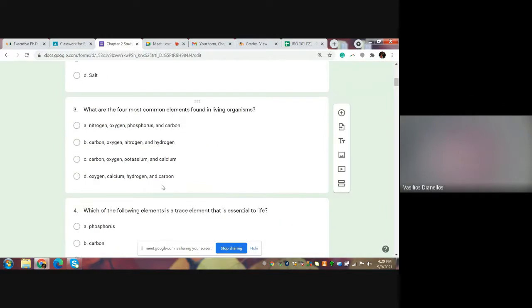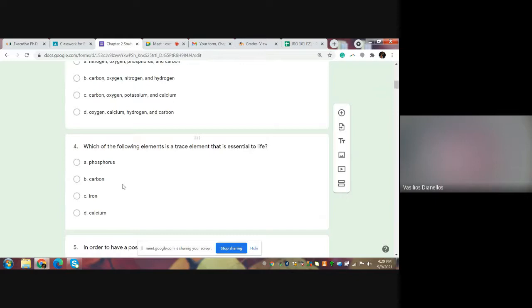And don't get me wrong, they tried to be tricky. Phosphorus, that is one of the elements in your body. It's just not one of the big 4. Potassium, calcium, one of the elements in your body, not one of the big 4. Same thing again, calcium. Number 4, which of the following elements is a trace element?